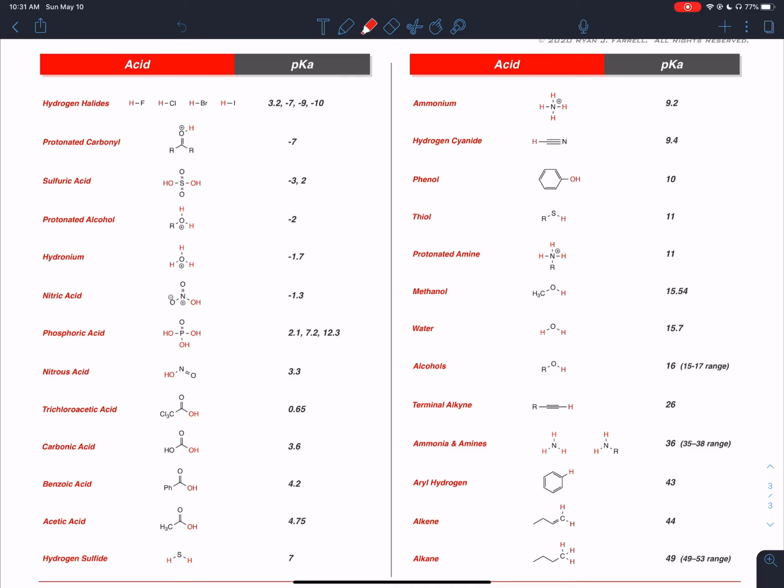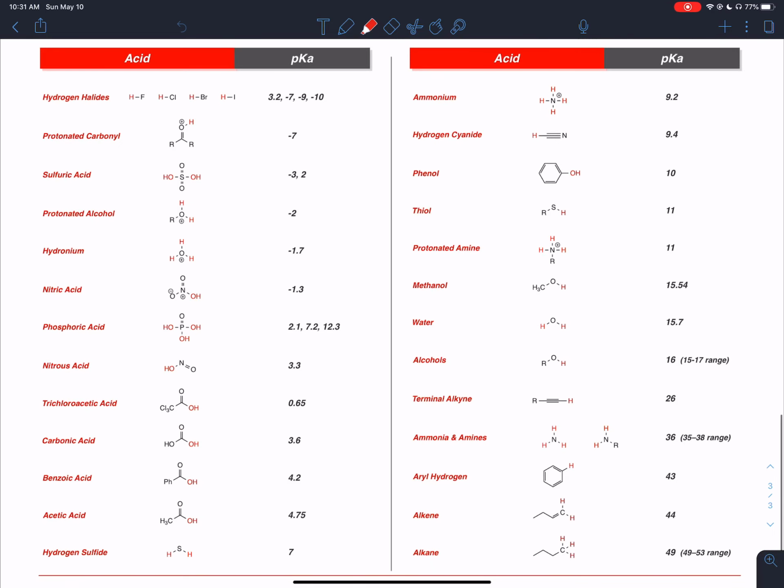Hi everyone. In the last video we talked about pKa and how we could use that to quantify acid strength. This is going to be a quick intro video on how you can look at a pKa table and read it and then use it to your advantage.